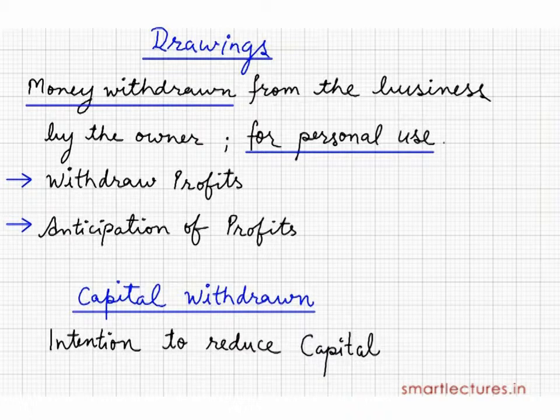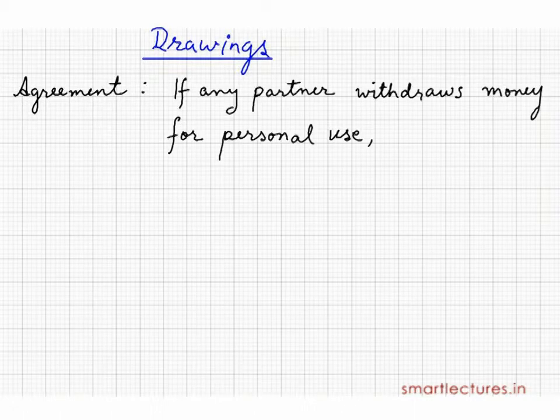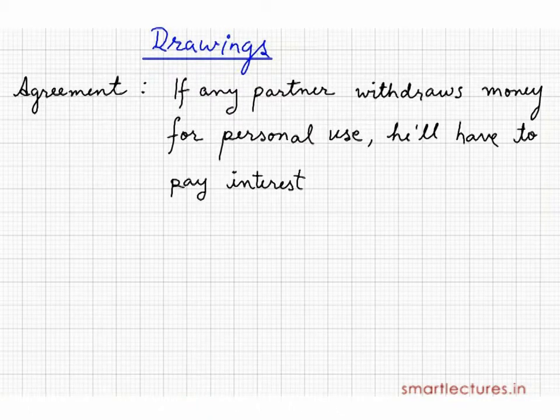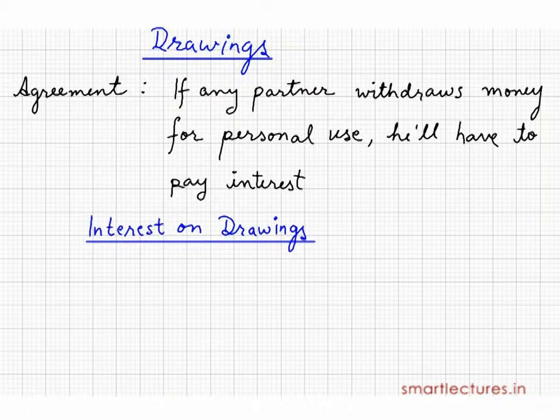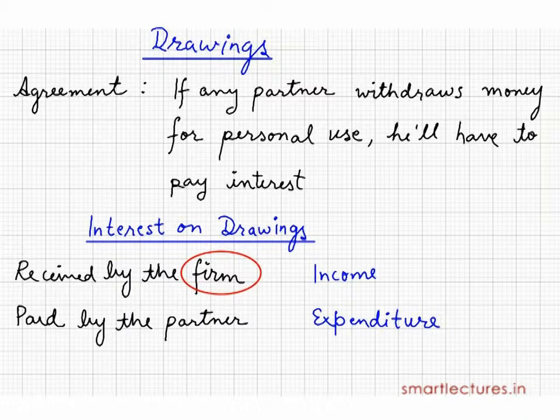So let's come back to the drawings. If there is an agreement in the firm among the partners that if any partner withdraws money for personal use, he will have to pay interest, that interest will be called interest on drawings. Naturally, interest on drawings will be received by the firm and paid by the partner. So it will be income for the firm but expenditure for the partner. But we are doing accounting from the point of view of the firm. So interest on drawings is an income for the firm.